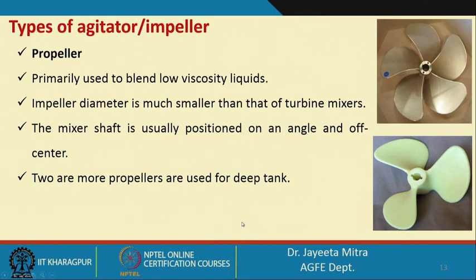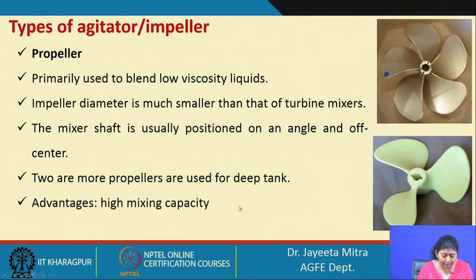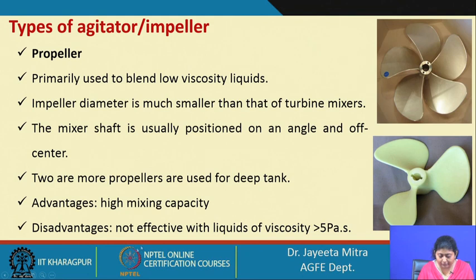Two or more propellers are used for a deep tank, that is, on the same shaft we can use more propellers. The advantage is high mixing capacity, and the disadvantage is that it is not effective with liquid of viscosity higher than 5 Pascal second. So, for low viscous samples only this propeller type of impeller is used.